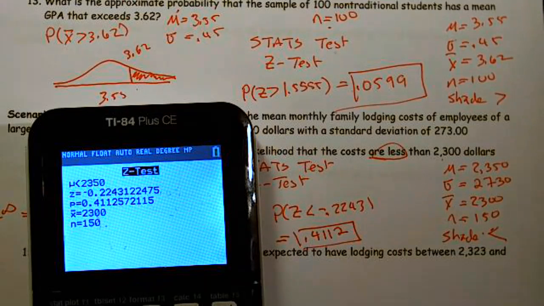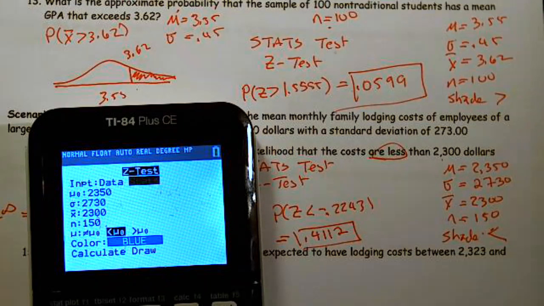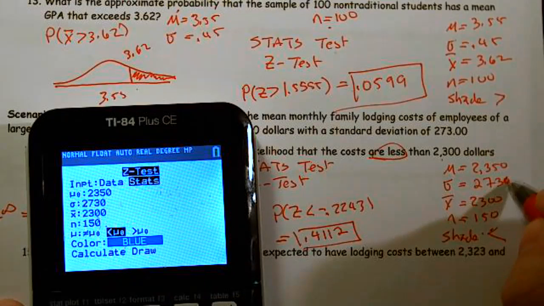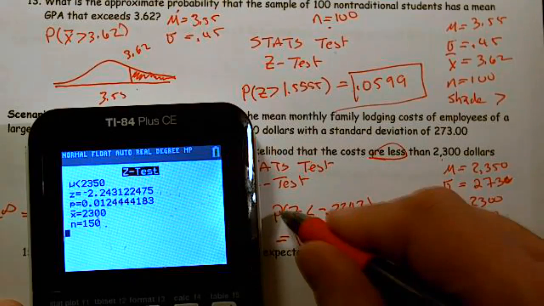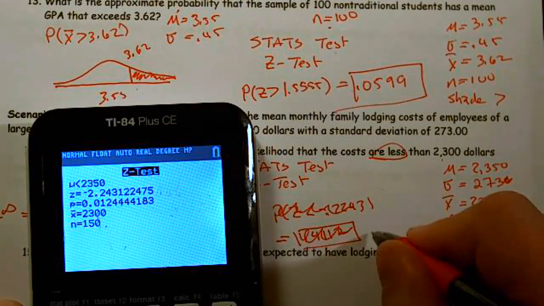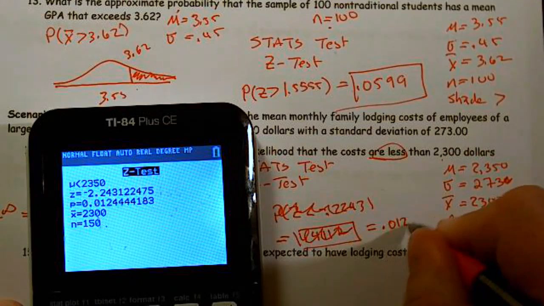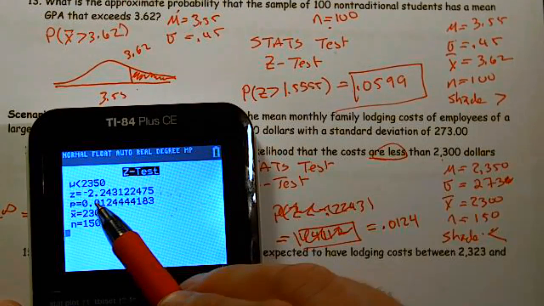I'm going to rerun that real quickly to make sure I didn't make a mistake. So stat test, z-test, 2,350, 27. Oh, I do have an error. My standard deviation is not 20, it's 273, excuse me. That makes a big difference. So what it needs to equal is 0.0124. All right, 0.0124.